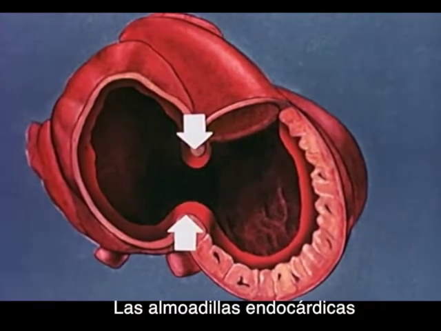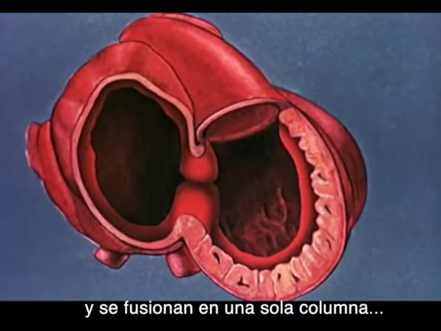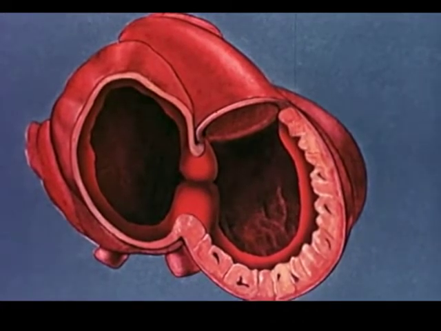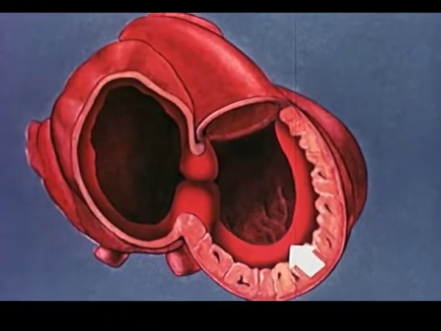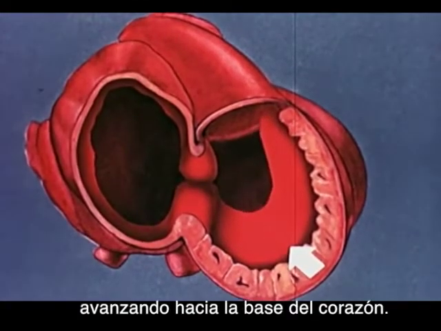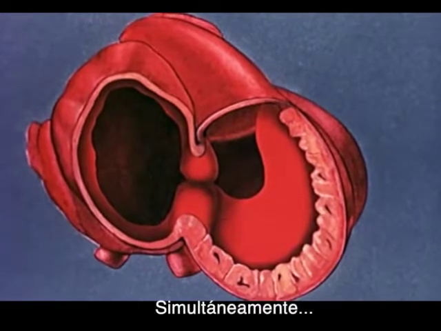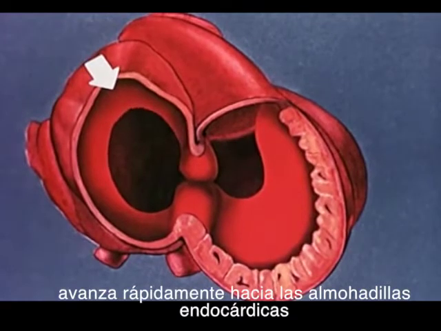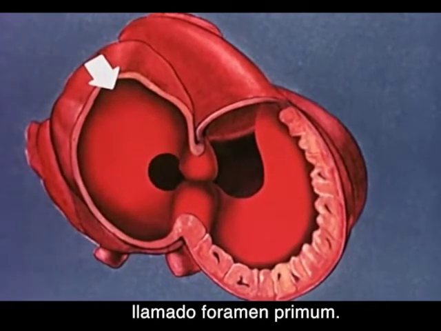Endocardial cushions extend from opposite sides of the atrioventricular aperture and ultimately fuse into a column dividing the channel between the atrium and ventricle. From the interventricular ridge, a proliferating muscular septum advances across the common ventricle toward the base of the heart. Simultaneously, the interatrial septum rapidly grows toward the endocardial cushions, progressively constricting the foramen between the atrial chambers, the foramen primum.